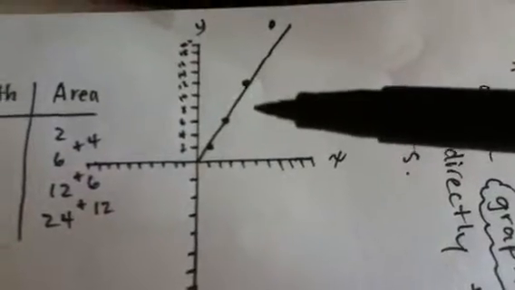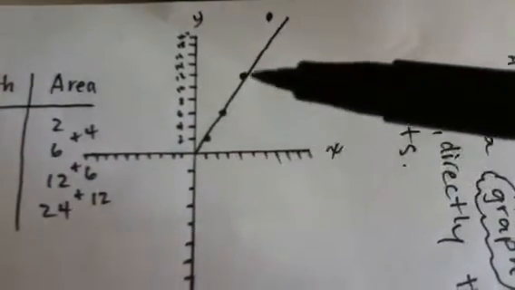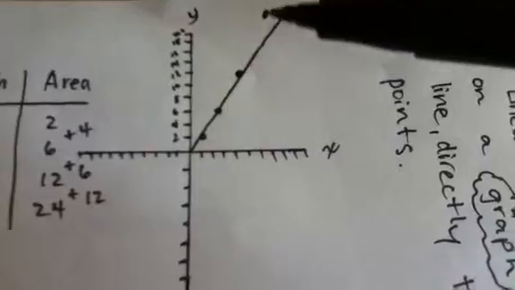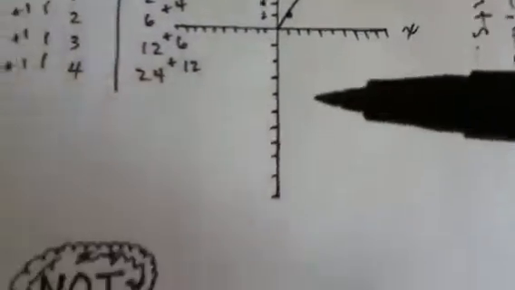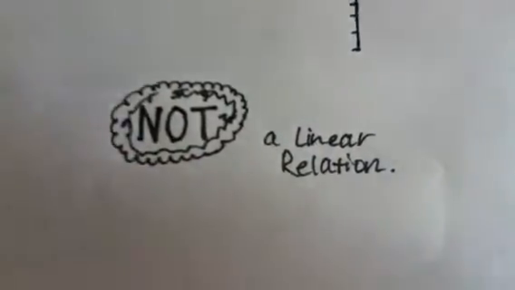When we look at a graph, we see that the allotted points do not have the line going through all of them. There's still that one missing. That tells us that this is not a linear relation.